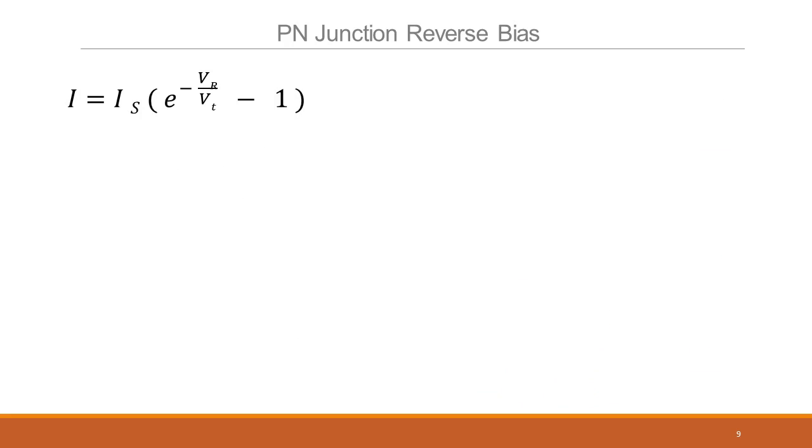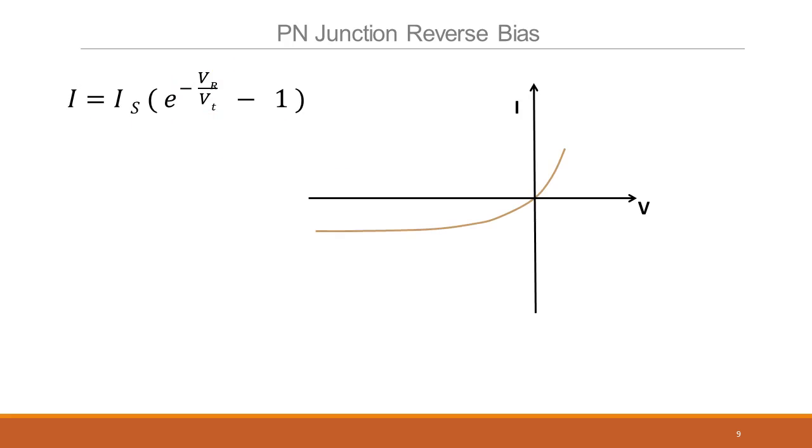So under reverse bias, the current has the same form, except instead of plus VA it is minus VR by VT minus 1. I equals IS times e power minus VR by VT, minus 1. If you plot it, you'll see that the current tends to saturate very quickly, because this term goes down to almost 0 for even VR of about 100 or 200 millivolts. It will be much smaller than 1, so the current tends to minus IS. If VR becomes positive the other way, you saw that it was an exponential dependence.